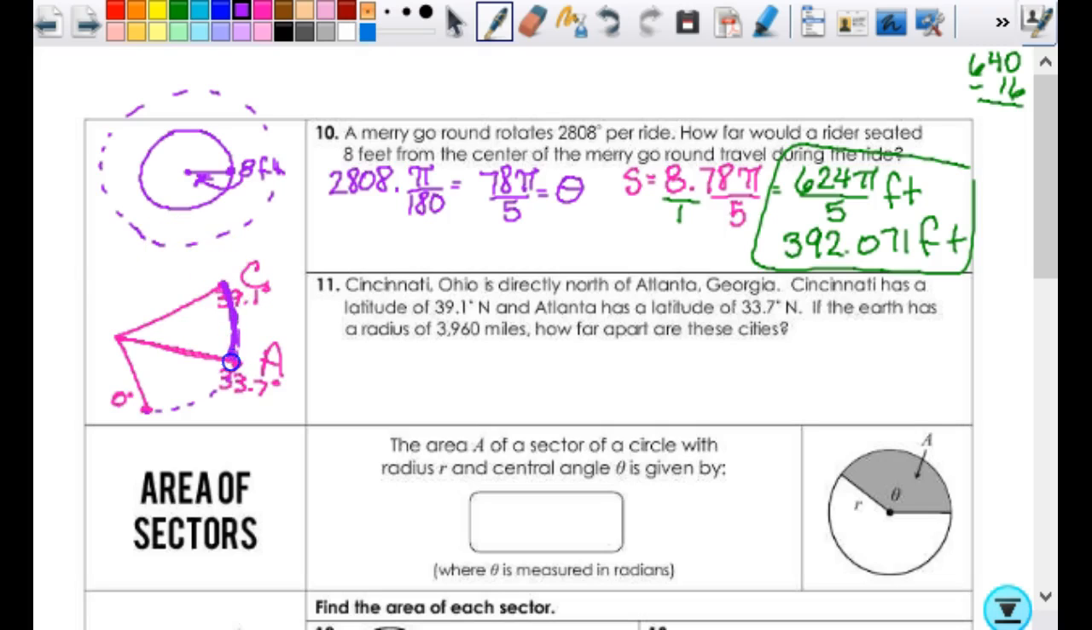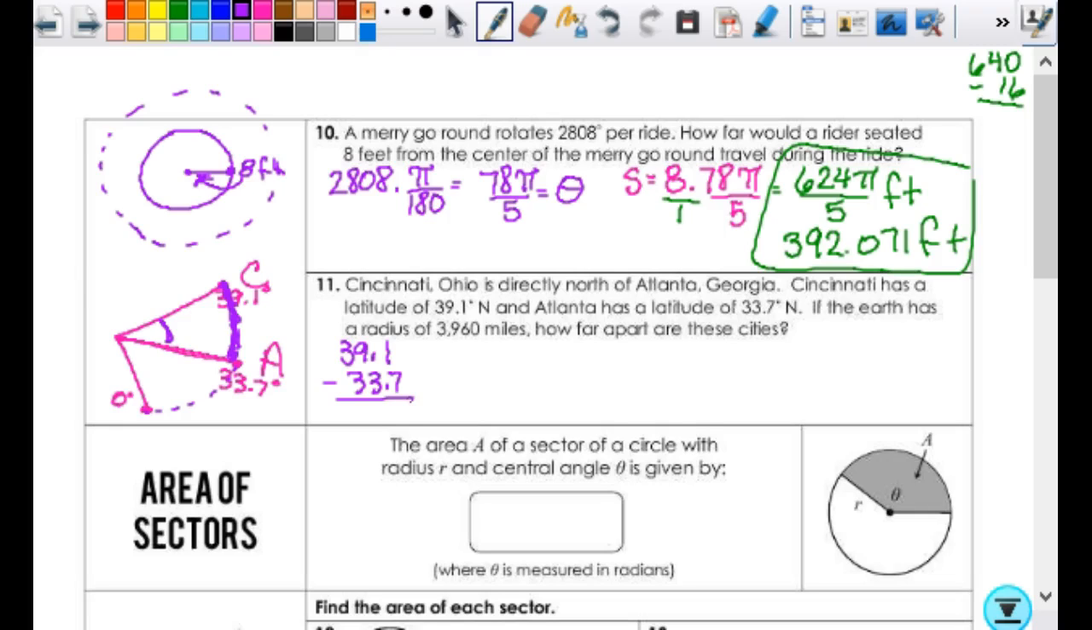So in order to find this arc length right here, I need this angle measure. Is that something I can find pretty easily? How do I find that? Subtract, right? I'm just going to take 39.1 minus 33.7. Do you see how it turns out to be not so bad? I know some of you, if I'd have just left you alone with this problem, you would have just stared at it and given up before you tried to draw or make sense of anything. So you are capable of making sense of this, I promise.